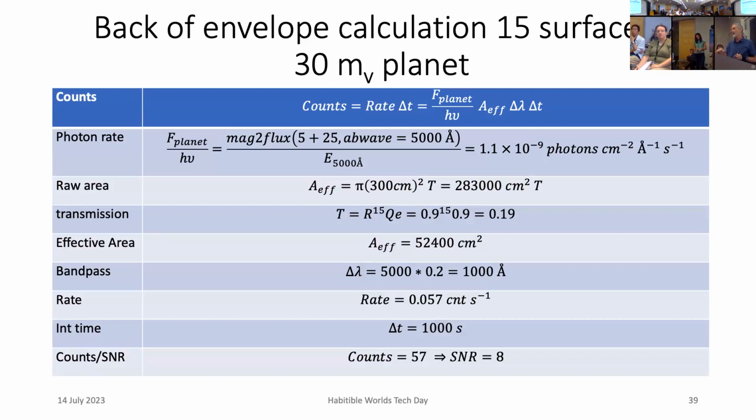For the counts, for a 30th magnitude planet, I'm getting, after you go through the whole thing, that in 1,000 seconds, you can get a signal to noise of 8 if you're down at a contrast of 10 to the minus 10, which is what the 25 is. 25 magnitudes lower than a 5th magnitude. So is that good? Is that bad? Is that optimistic? Let's talk about it. Suggest that we have these discussions.